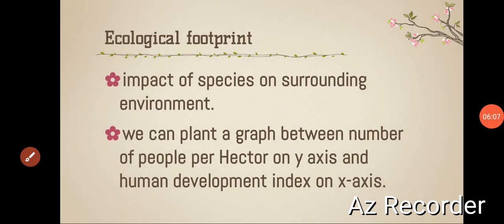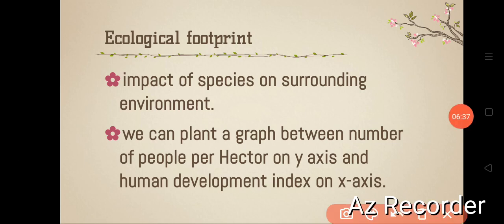Next is, what is ecological footprint? The impact of a species on the surrounding environment is called ecological footprint. We can plot a graph between number of people per hectare on the y-axis and human development index on the x-axis. We can draw a graph, and we can determine the living standard of people.